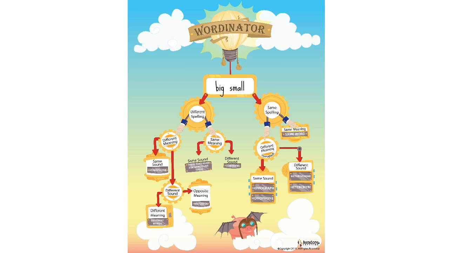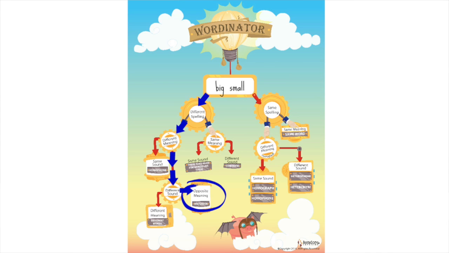analyze it. We would follow the arrows and we would say, does it have a different spelling or the same spelling? Well, the words are big and small, so they're going to have different spellings. We're going to come down to the next two and we're going to see, is it different meaning or same meaning? Well, big and small are different meanings, so we would follow different meaning. And we come down to same sound and different sound, and they don't sound the same, so we would go with different sound, and we choose between different meaning and opposite meaning. And since they have opposite meaning, they're going to be antonyms, which means anti, opposite, nym, names.